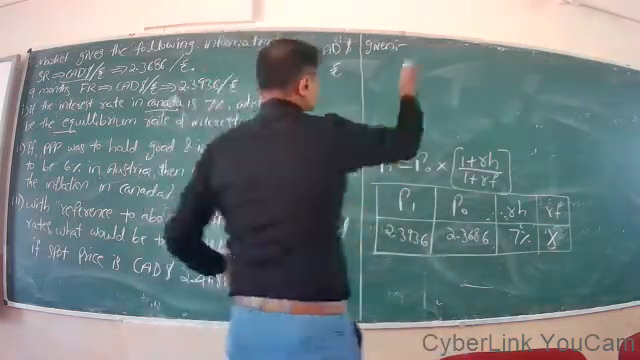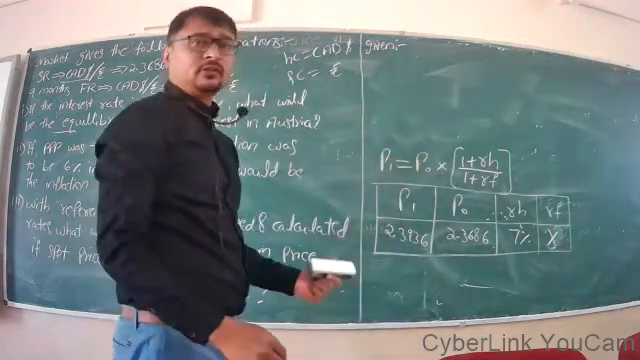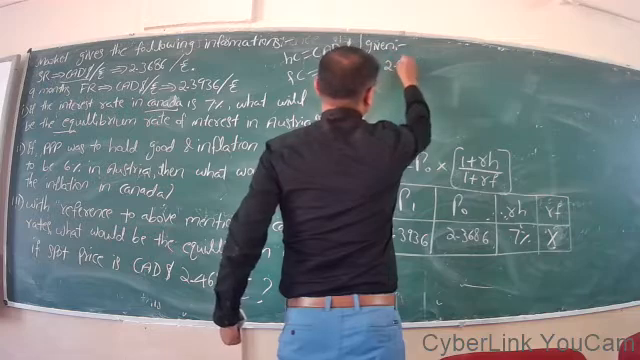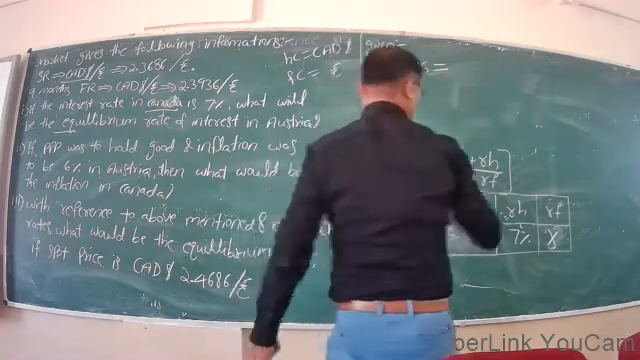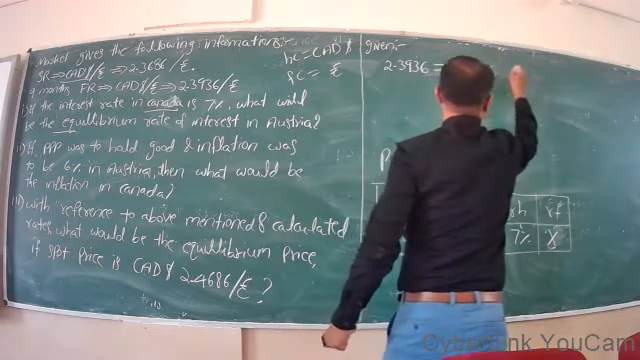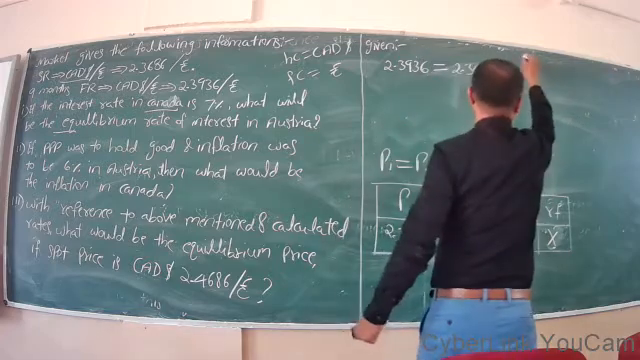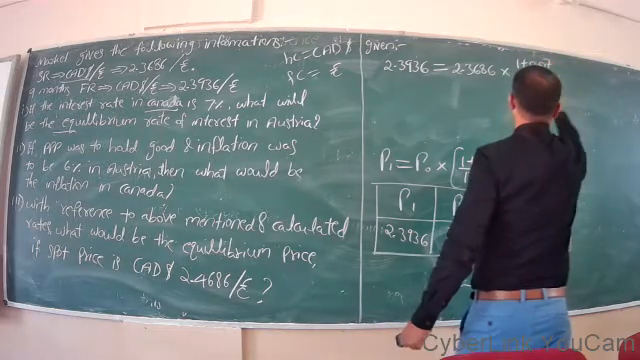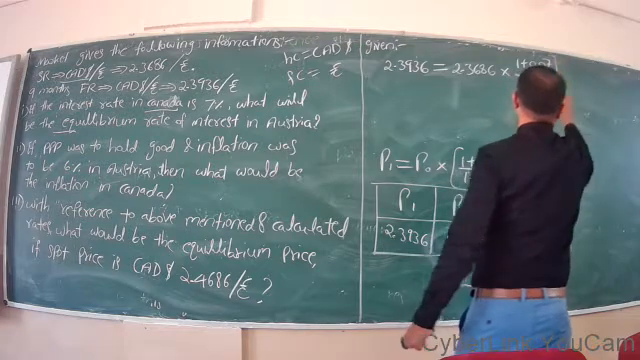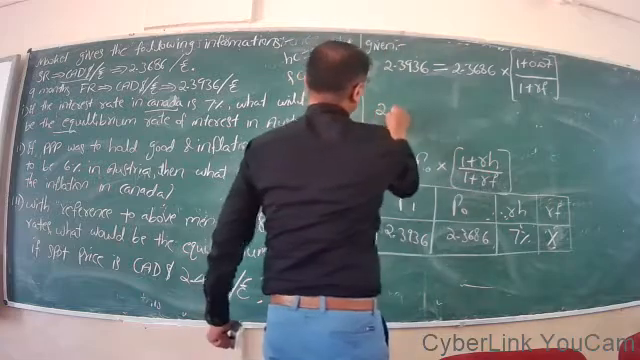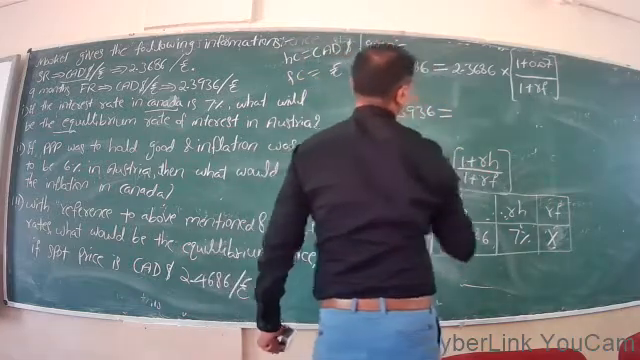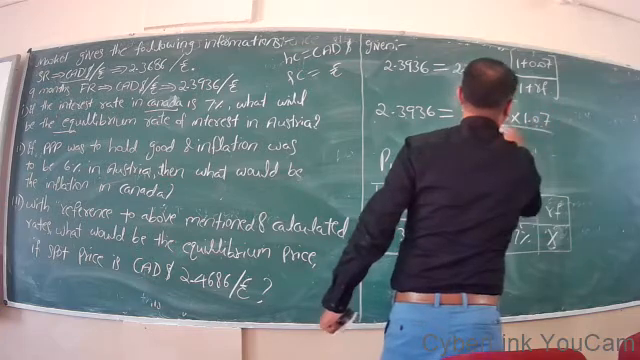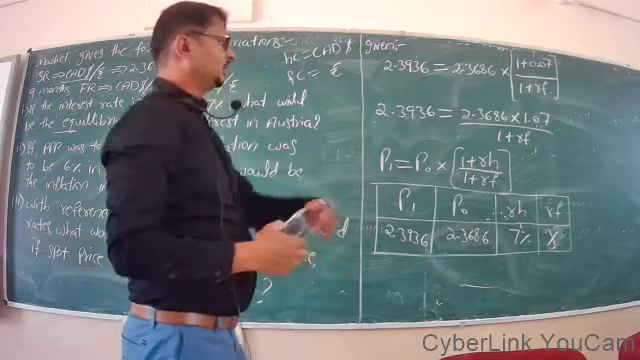Fine. So with the help of all these things, we will assign the respective values. The formula is P1 equals P0 into (1 plus rate of interest in home country) divided by (1 plus rate of interest in foreign country). So P1 is 2.3936, equals P0, 2.3686, multiplied by (1 plus 0.07) divided by (1 plus RF). So 2.3936 equals 2.3686 multiplied by 1.07 divided by (1 plus RF). Please make a note of it.